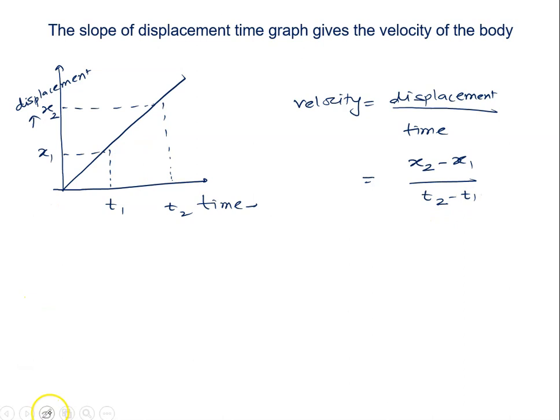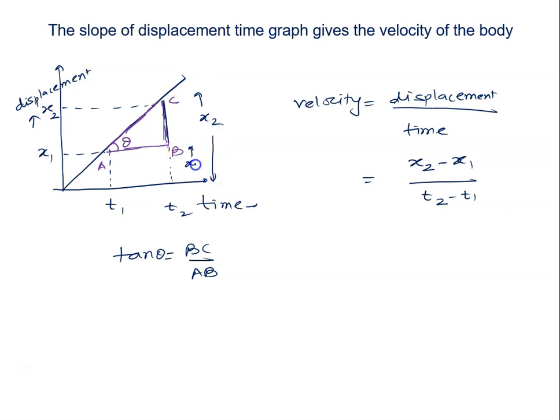Now, if I draw a right angle triangle like this, and let's say this is A, this is B, and this is C. If this angle is theta, then tan theta is written as perpendicular upon base. Perpendicular is BC, base is AB. What is the value of BC? This distance is x2, this distance is x1. So BC is written as x2 minus x1. What is AB? This distance is t1, this distance is t2. So AB is written as t2 minus t1.